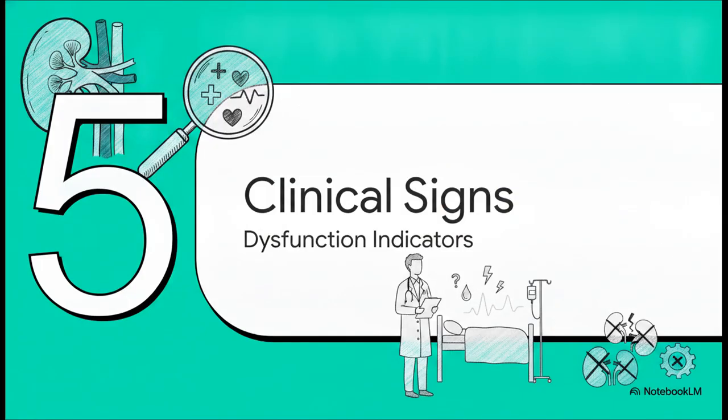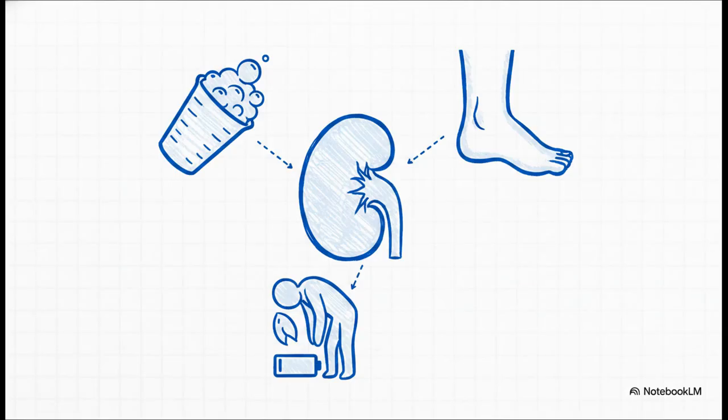Section 5. Clinical signs of dysfunction. Now, the National Kidney Foundation outlines 10 key signs of kidney disease, and we can directly link them back to the physiology we just learned.